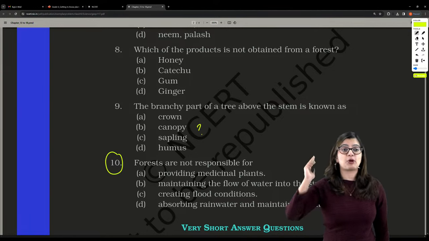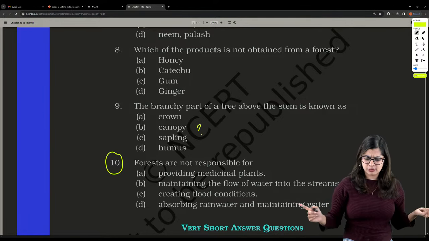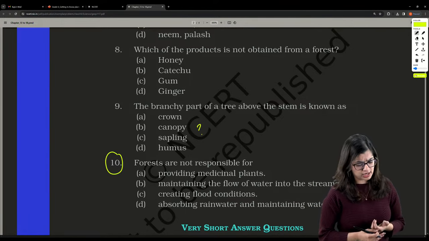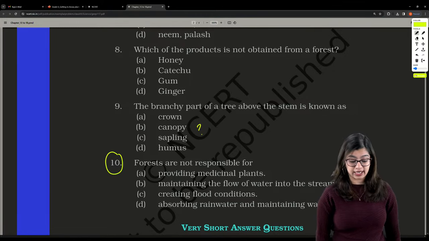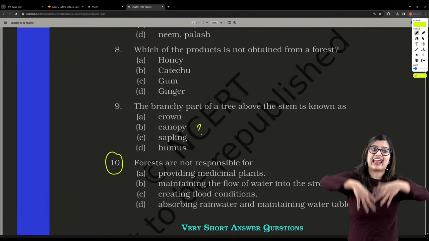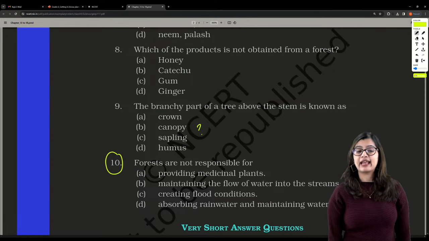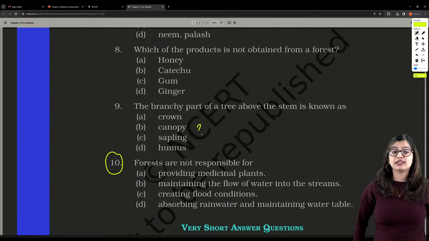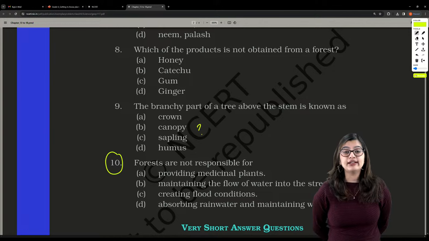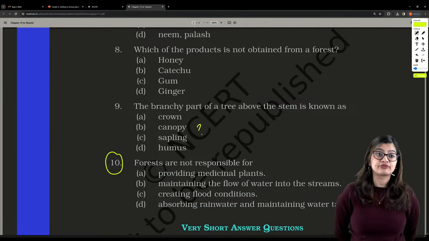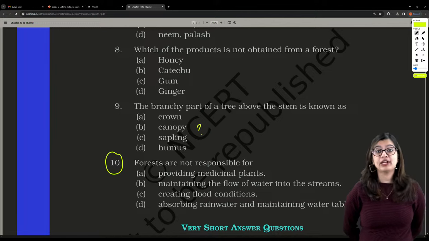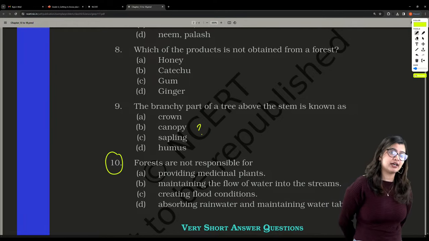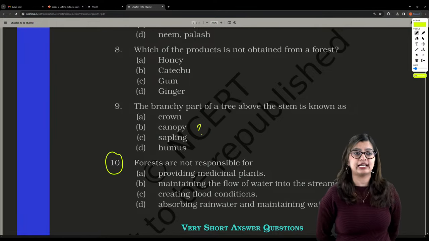Forests are not responsible for what? They are not responsible for providing medicinal plants. Are they not responsible for maintaining the flow of water into streams? They are not responsible for creating flood or absorbing rainwater and maintaining the water table. What is not the job of the forest? Yes? Next, we will do reproduction. Next chapter, we are going to be doing reproduction in plants.